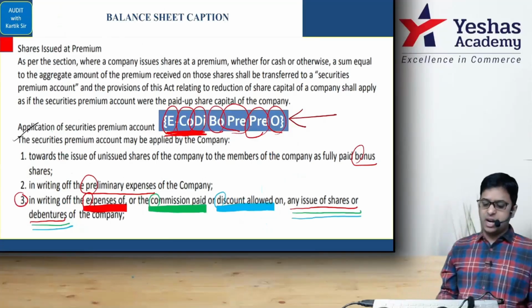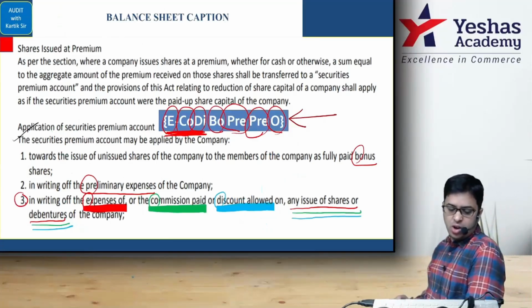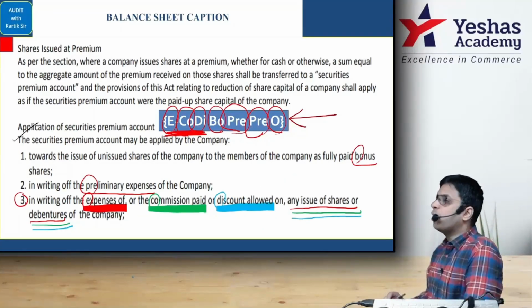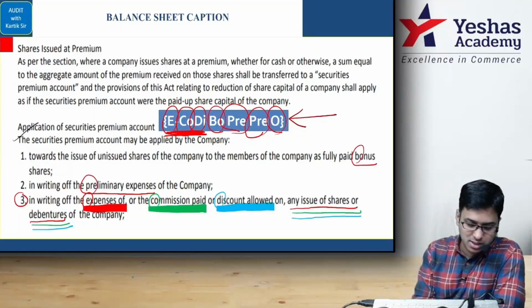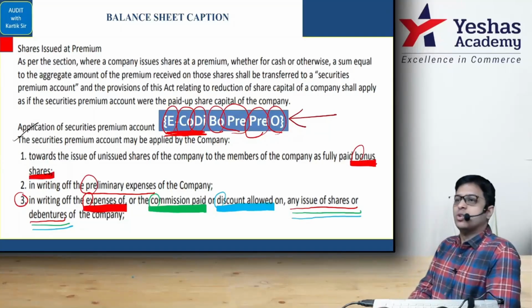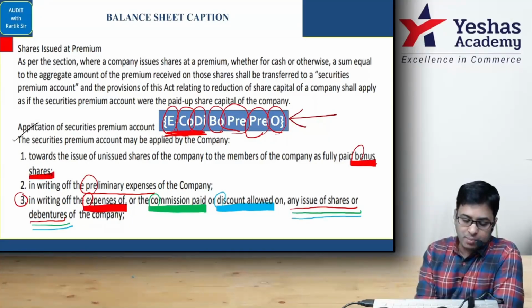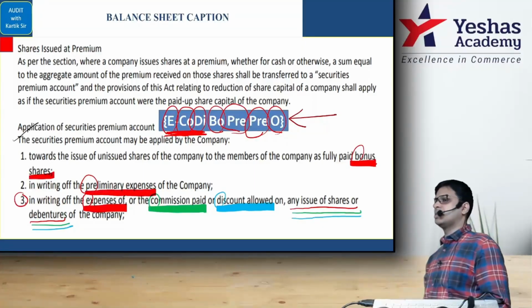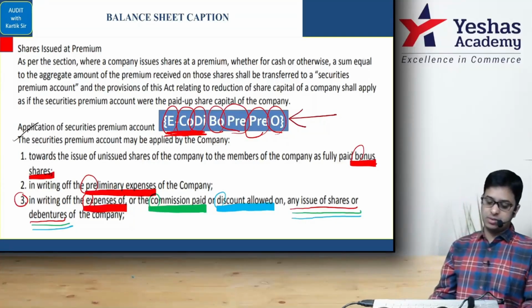Expenses paid, commission paid, discount allowed of any shares or debentures of the company: E code E. Bo is very simple. Bonus paid, that is, the bonus shares. This you know, it is very simple. Bonus shares, you already know. E code Bo. Pre is what? This is the preliminary expenses of the company. Pre-incorporation expenses, preliminary expenses. For writing off those, you can use the securities premium account.